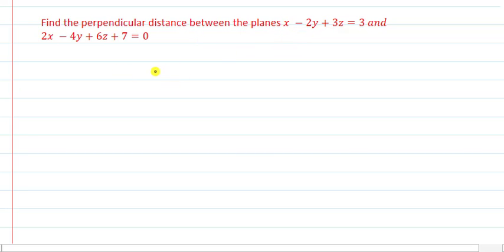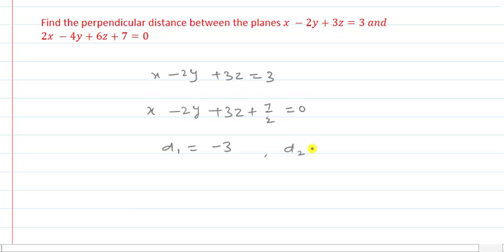So to find out the distance between the planes, let us write the two planes. One plane is x minus 2y plus 3z is equal to 3 and the second plane is this one. First of all, let us take 2 common from this second plane so that the coefficients of x, y, z become the same in both the planes. So the second plane will become x minus 2y plus 3z plus 7 upon 2 is equal to 0. Now we have d1 is equal to minus 3 and d2 is equal to 7 upon 2.